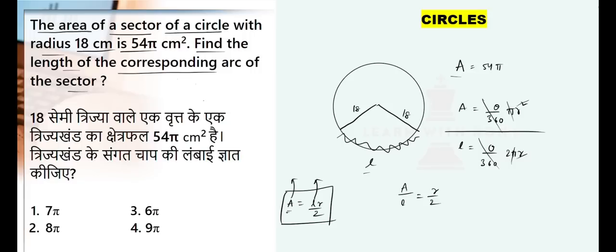Okay. Here they have given the area value 54 pi. So 54 pi equals length multiplied with the radius, 18, divided by 2. See, 18 by 2 is 9, and 54 divided by 9 is 6. So length equals 6 pi is our answer, option number 3. See the next one. See this question here.